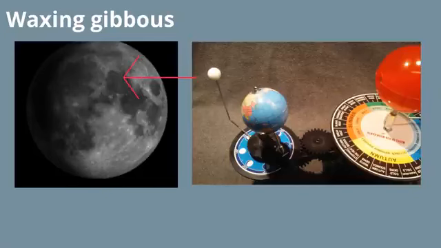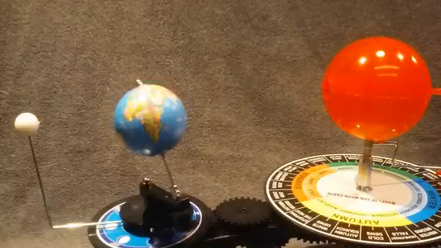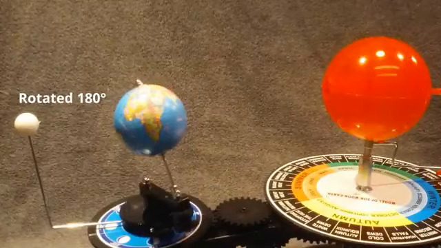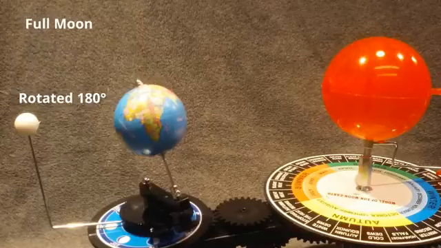After 14 days since new moon, the moon has now traveled 180 degrees and is at full moon. Here's the alignment, and here's what a full moon looks like.